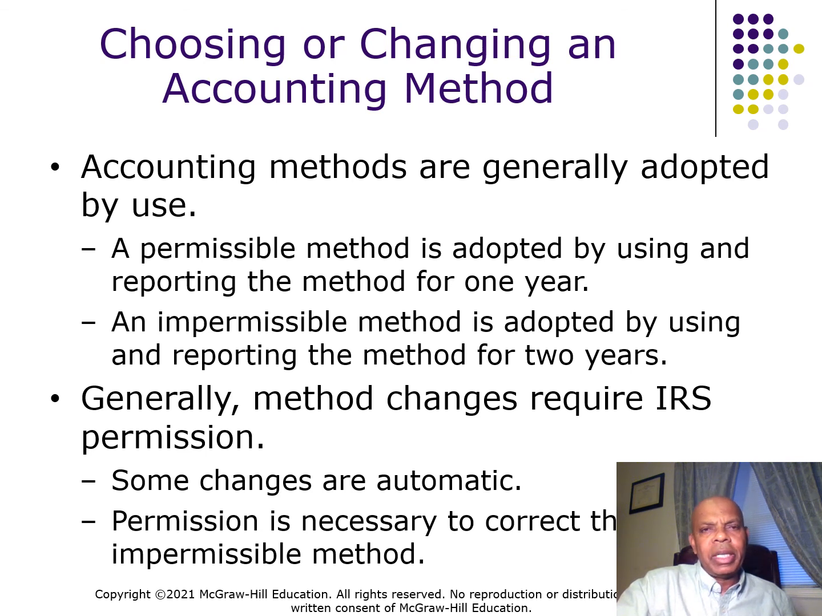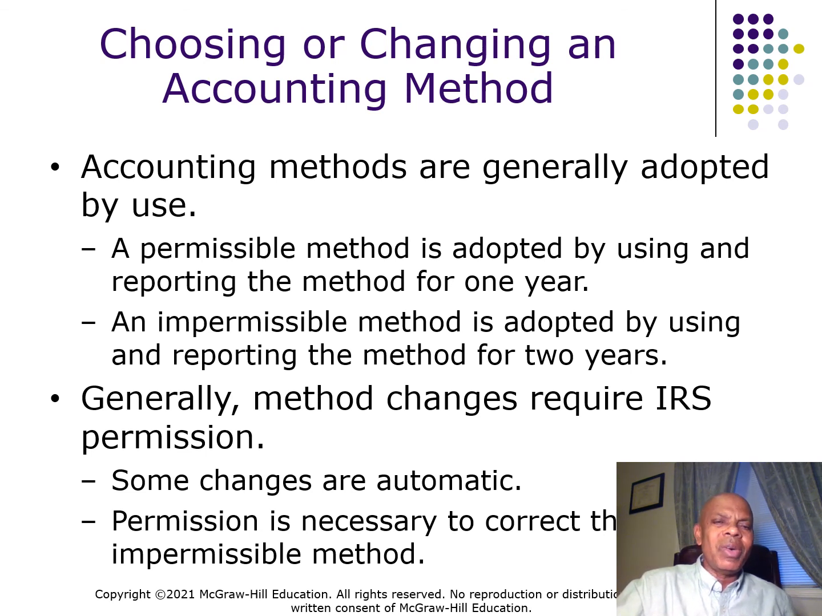All right, choosing or changing an accounting method. We learned several accounting methods, even for depreciation and inventory, all the different methods the taxpayer uses. For book purposes and tax purposes, they use different ones, especially the depreciation methods. Accounting methods are generally adopted by use. A permissible method is adopted by using and reporting a method for 1 year. If you start using it, that's what you're going to use. If you decide to change it, you have to get permission from the IRS. An impermissible method is adopted by using and reporting the method for 2 years.